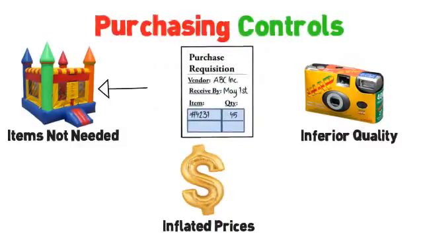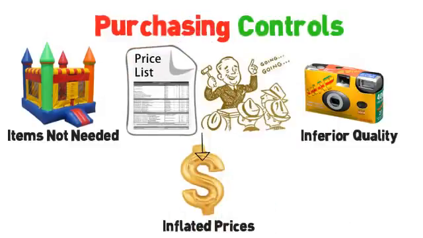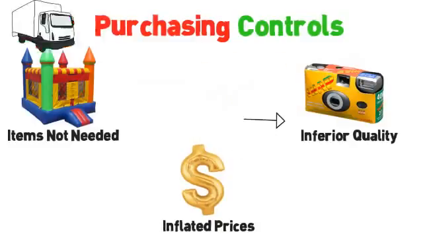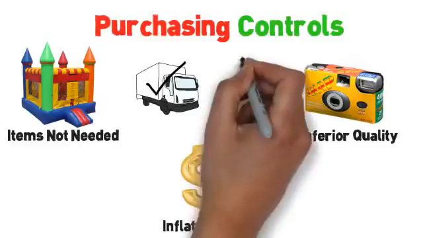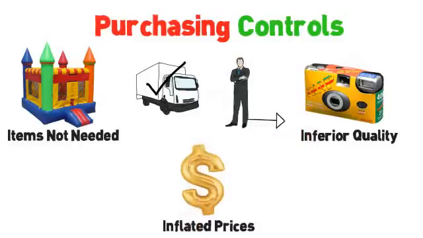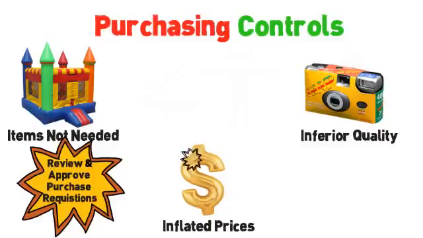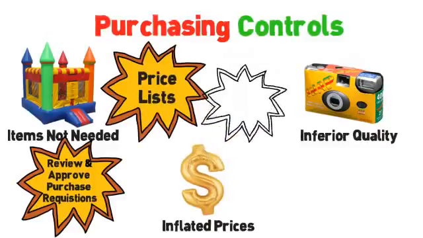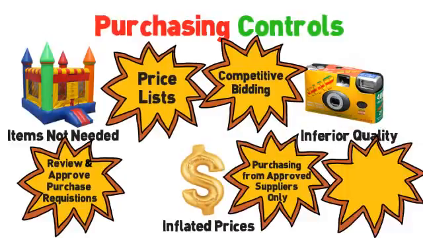For items not needed, you can require the approval of purchase requisitions. For purchasing at inflated prices, you can use price lists along with competitive bidding. And for items of inferior quality, you can purchase only from approved suppliers, as well as hold purchasing managers responsible for rework and scrap costs. So we can review and approve purchase requisitions, use price lists and competitive bidding, purchase from approved suppliers only, and hold purchasing managers responsible for defects.